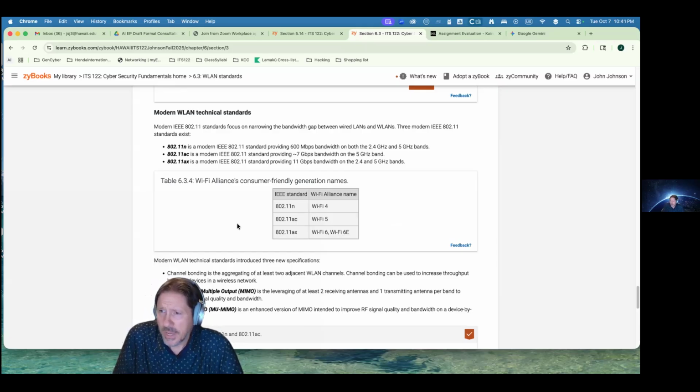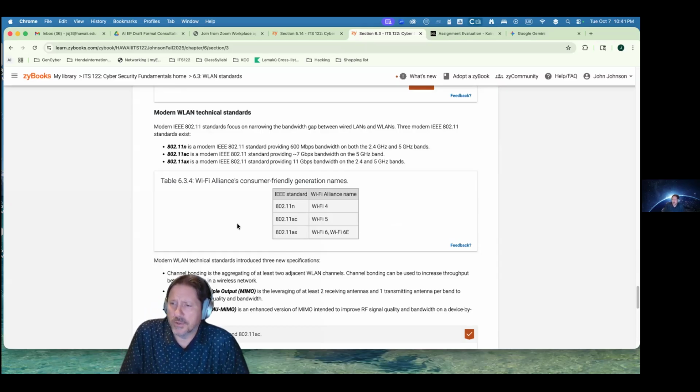And because all these names are getting a little bit unwieldy, Wi-Fi Alliance decided to dumb it down a little bit for us. I mean, I'm sorry, they made it consumer friendly. So 802.11n is called Wi-Fi 4. 802.11ac is called Wi-Fi 5. And 802.11ax is referred to as Wi-Fi 6 or Wi-Fi 6E.